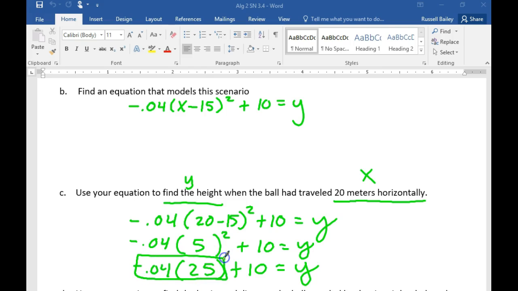Okay, I need help for this one, so get out your cell phones. What is negative 0.04 times 25? It's negative 1? Nice. Don't expect it to turn out that nice all the time. They're usually going to be weird, funky decimal numbers, and that's okay. And so we get y equals 9, right? And what does that mean? The height. So once that ball has gone 20 meters away from me, it should be at a height of 9 meters.